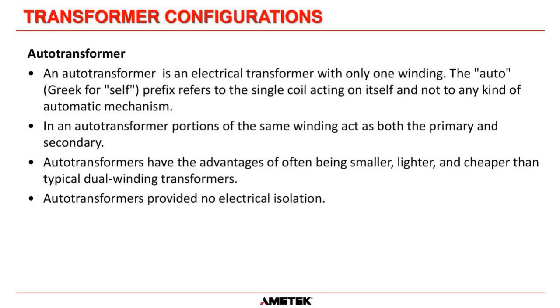Auto transformers. An auto transformer gets its name from the word auto, or Greek for self, and refers to a single coil acting on itself and not to any kind of actual auto mechanism or anything like that. In an auto transformer, portions of the same winding act as both the primary and secondary. The advantage for auto transformers is they're smaller, lighter, and cheaper than dual winding transformers. However, they provide no isolation.